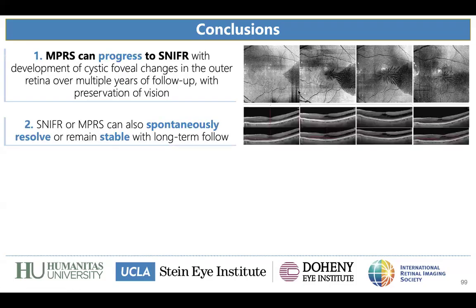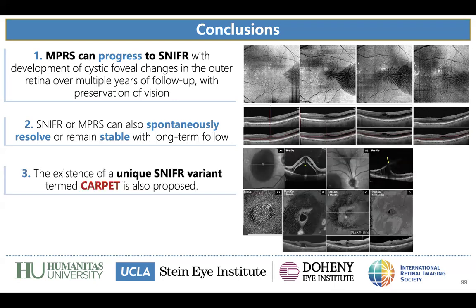So in conclusion, we showed that ANFAS-OCT is useful to demonstrate the progression, resolution, or even stability of sniffer associated with mid-peripheral retinoschizis. We propose the existence of this novel variant that we termed carpet.